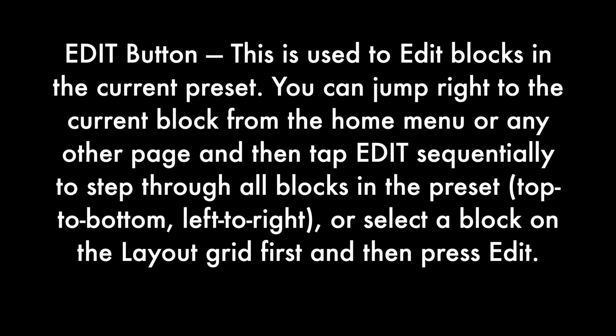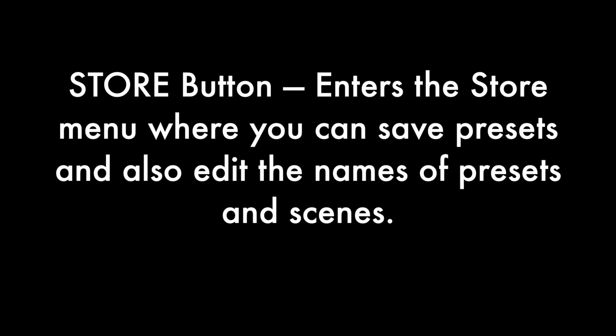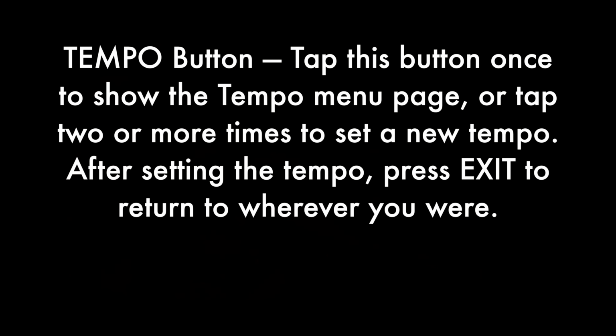Edit button. This is used to edit blocks in the current preset. You can jump right to the current block from the home menu or any other page and then tap edit sequentially to step through all blocks in the preset, top to bottom, left to right, or select a block on the layout grid first and then press edit. Store button enters the store menu where you can save presets and also edit the names of presets and scenes. Tempo button. Tap this button once to show the tempo menu page, or tap 2 or more times to set a new tempo. After setting the tempo, press exit to return to wherever you were.